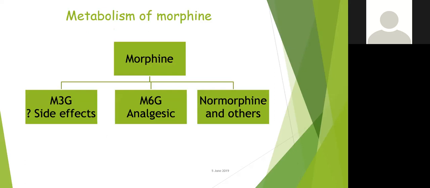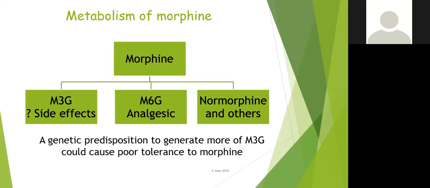Okay. So why do some patients not tolerate morphine? When morphine metabolism, morphine glucuronidation happens, we get M3G and M6G. M6G is the analgesic effect. M3G actually causes side effects. Next slide. What happens is some patients have a genetic predisposition to generate more M3G, and that will cause poor tolerance to morphine. That's the reason some patients have side effects with morphine compared to other patients.